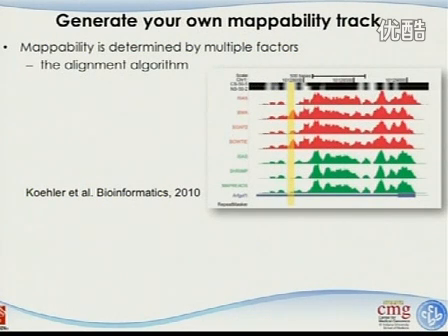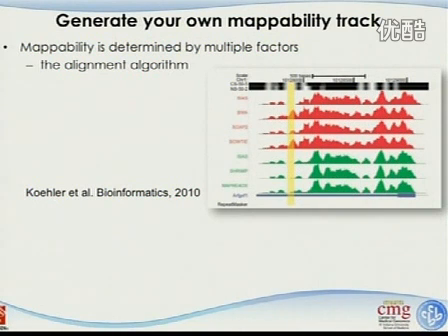And the next point I want to deliver about mappability is you probably need to generate your own mappability tracks. A couple of slides ago, I showed you the UCSC genome browser mappability track. You can see that the mappability is really different for 24 base pair, 36 base pair, to 100 base pair. But actually, there are other factors that can determine the mappability as well, and the most important one will be the alignment algorithm.